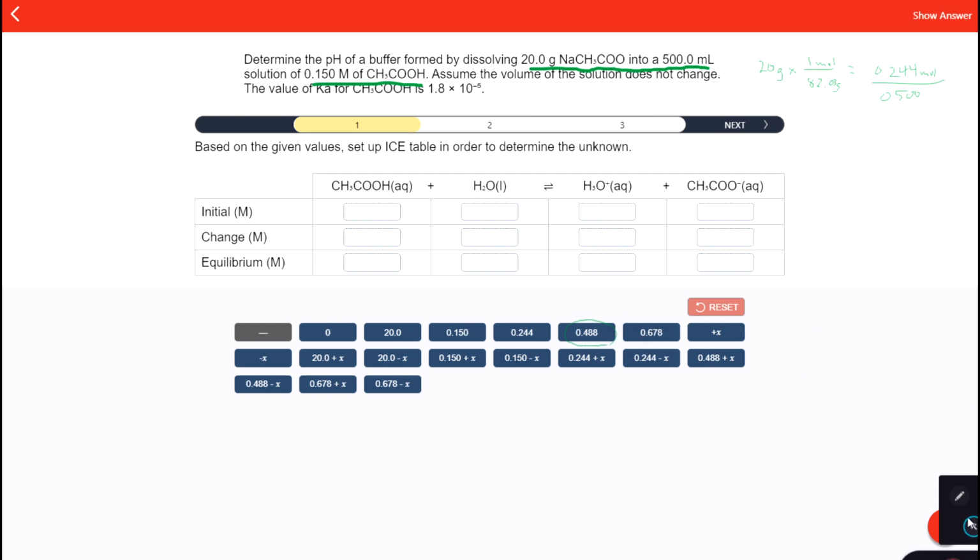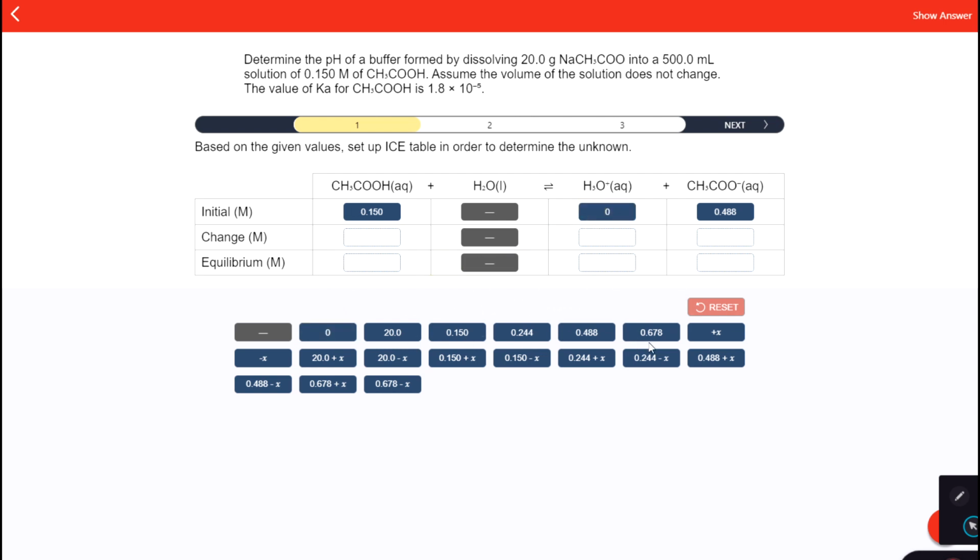Okay, so with that, now we have our initial molarity of our conjugate base. We also are given our initial molarity of our conjugate acid. So now we're going to fill this out to solve for pH. So here's our 0.488, our 0.150 goes here. We have to get rid of our H2O column because it is pure. We're going to start with 0 for our H3O+, which means we're going to plus X here, and we're going to minus X here.